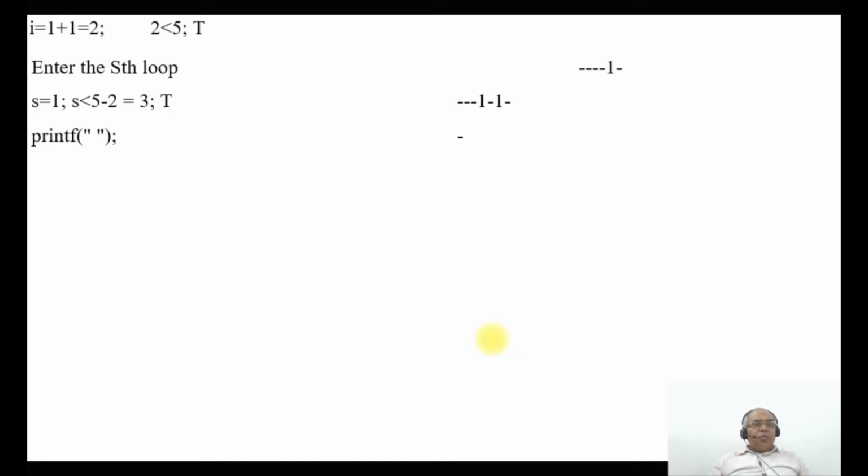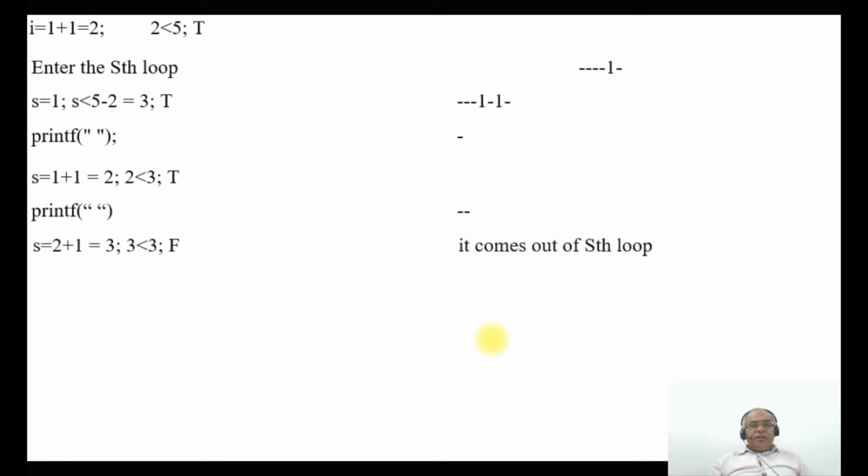So now s is equal to 1, is 1 less than 3? The condition is true. So you are going to have the first space. 1 plus 1 becomes 2, 2 is less than 3, the condition is true. It gives 2 spaces. So 2 plus 1 becomes 3, is 3 less than 3? The condition is false, so it comes out of the s loop. Then it enters into j, is 0 less than or equal to i.